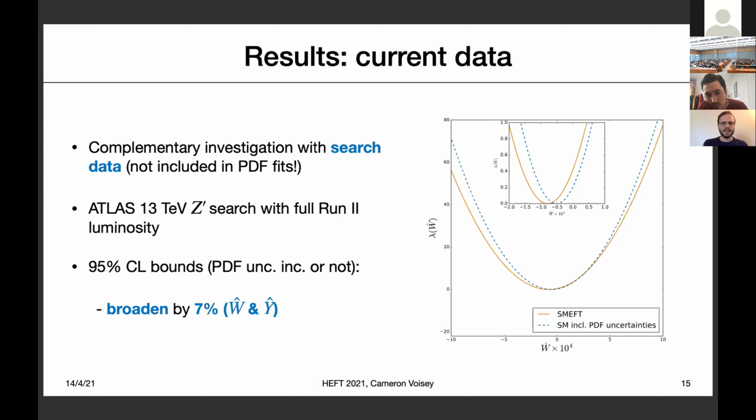And what we find here is that the effect of PDF uncertainties is much smaller, and in both cases, whether you include the uncertainties or not, you find a small broadening of the 95% bounds for W and Y.